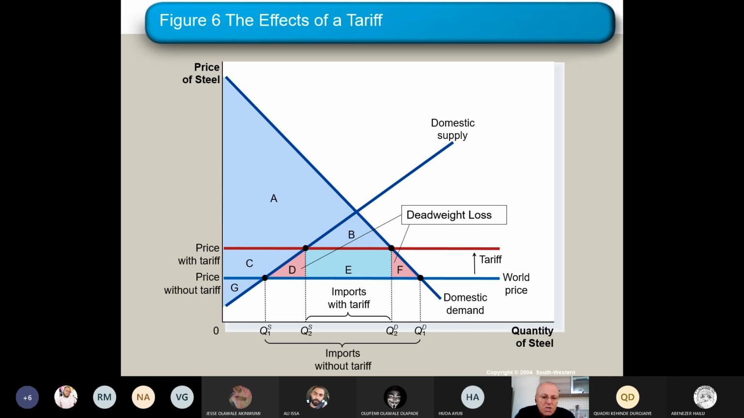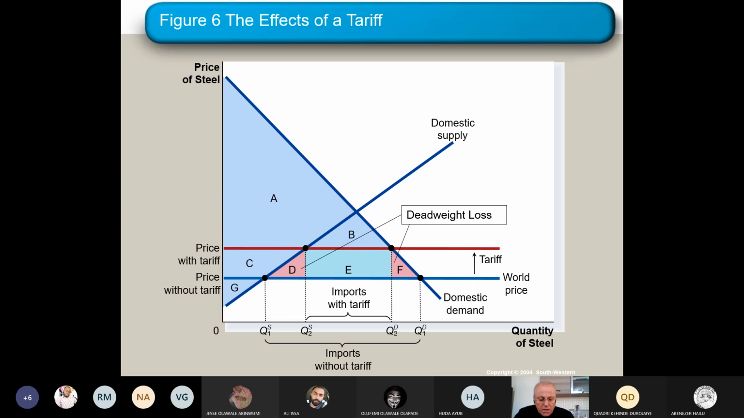As you see here, after the tax or tariff, G plus C is the producer surplus, A plus B is the consumer surplus, and the E area, the rectangular area, is the government revenue, the tax collected by the government. And as you see, the import is now reduced, and D and F is the deadweight loss, which disappears from the economy. We don't know where it goes as a result of this tax and tariff application. Some economic resources disappear, which is normal.